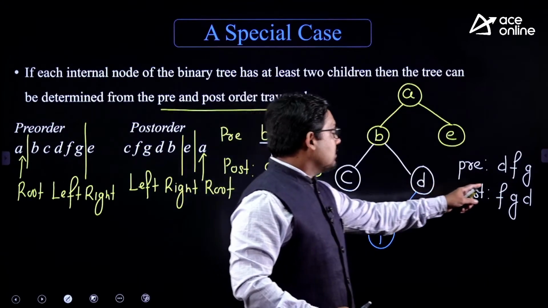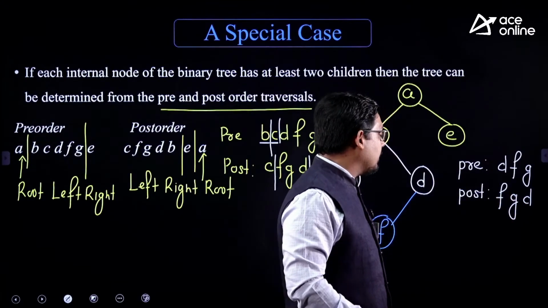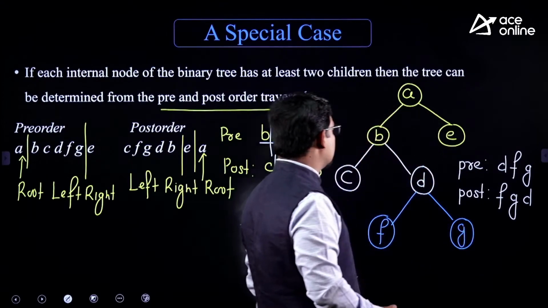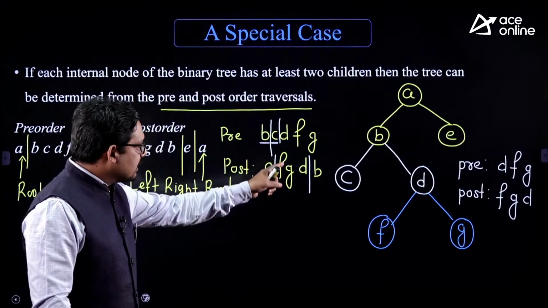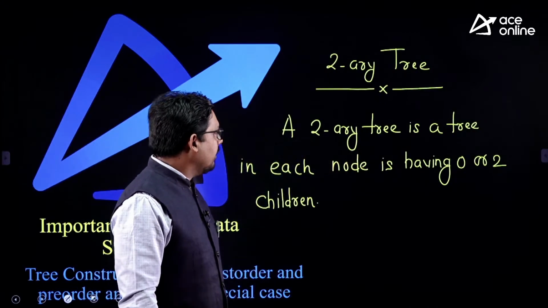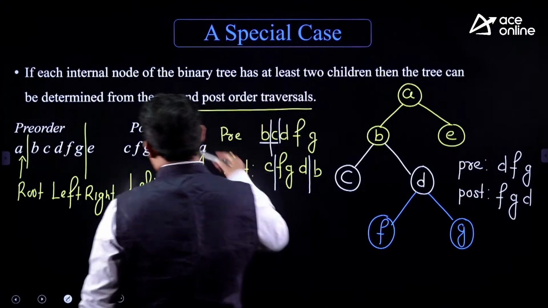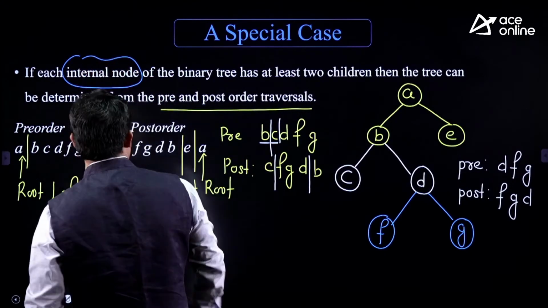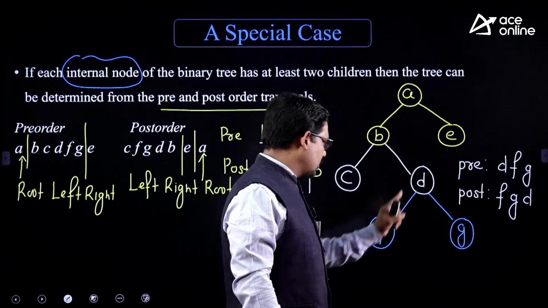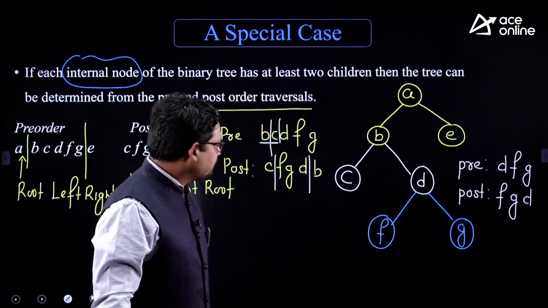D, what is the right child of D? Before D in post-order, I get the right child, which in this case is G. So look here, I am able to successfully construct this tree, and this tree is a special tree, as I said, this condition is applicable for only a 2-ary tree. At least 2 children means an internal node. B is an internal node with 2 children, A is an internal node with 2 children, and D is an internal node too. So another way of saying it, this is the definition of a 2-ary tree.